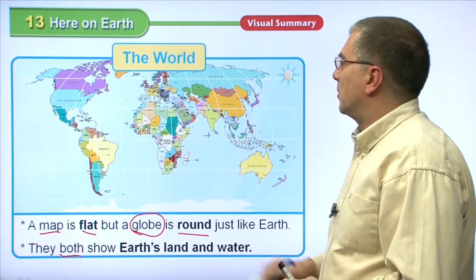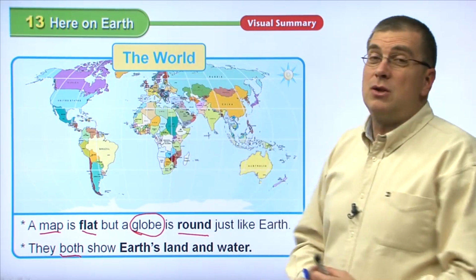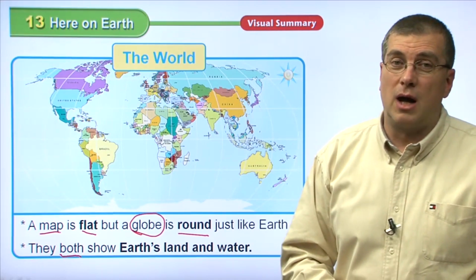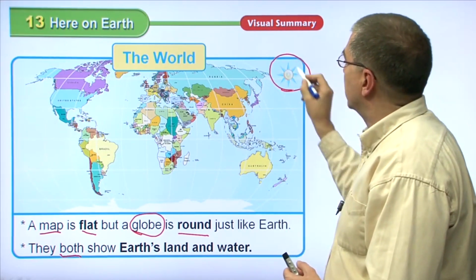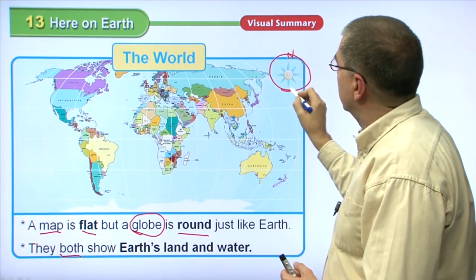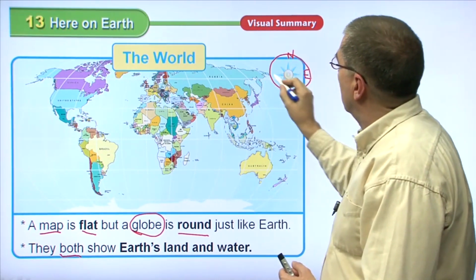So this is a good example, right? This is a good example of a map. Do you see the compass rose on this map? That's right, it's right here. That's our compass rose. And this, of course, will point north, south, east, west.